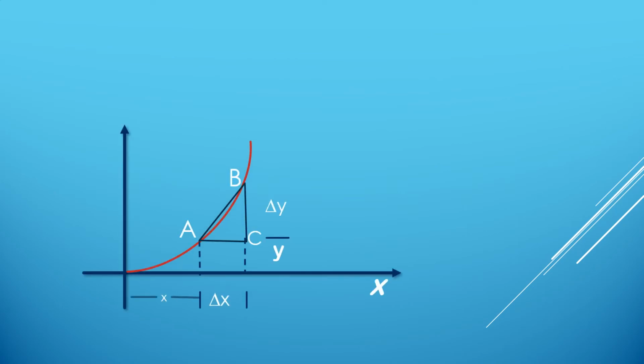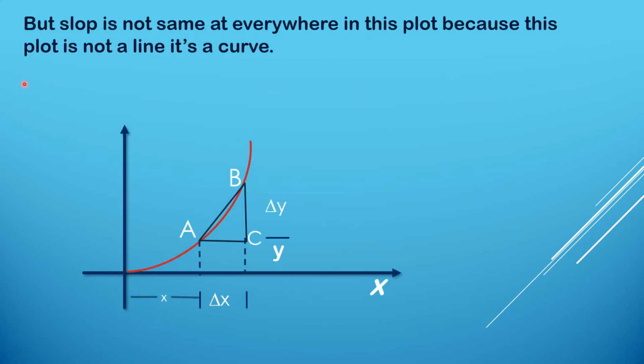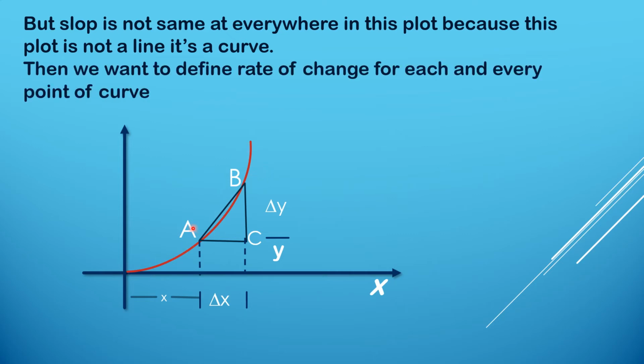So let's see how to find it. This is our simple graph. But the slope is not the same everywhere in the plot, because this plot is not a line, it's a curve. Then we want to define the rate of change for each and every point of the curve. So the rate of change at each and every point is different.